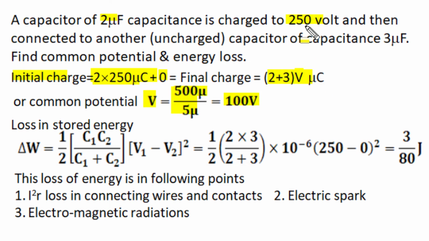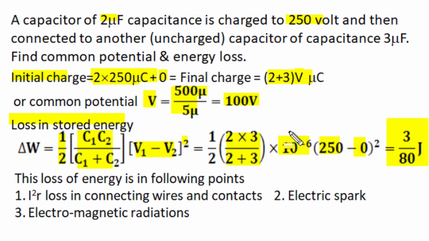So two capacitors having different voltages 250 and 0, when connected in parallel, will have a common potential of 100 volt, and in the process the loss of stored energy is half the equivalent series capacitance multiplied by the difference of voltage square. So it is C1 C2 divided by C1 plus C2 microfarad, and one has 250 volt and the second has 0. This 2 gets cancelled out by this 2 and this 5 when simplified, then finally we get the loss of energy as 30 by 80 joule.